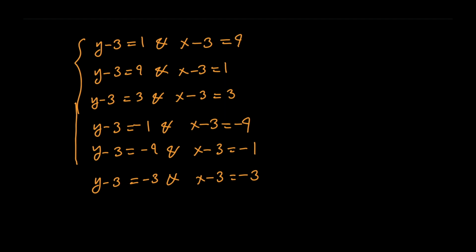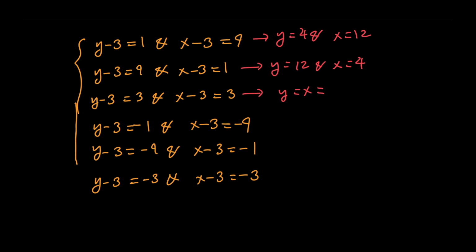So from the first one, I'm going to get y equals 4 and x equals 12. From the second one, I'm going to get y equals 12 and x equals 4, right? In the third one, I'm going to get y equals x equals 6. In the fourth one, we get y equals 2 and x equals -6. In the fifth one, we're going to get y equals -6 and x equals 2.